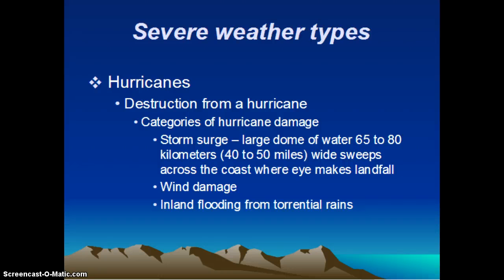When we talk about the destruction from a hurricane, more often than not, it's the storm surge that does damage. You know, it's water. As much as we think we need it tremendously to live, it actually can be very, very dangerous when we get large amounts of it. The storm surge is a large dome of water, 65 to 80 kilometers wide. It sweeps across the coast where the eye makes landfall. And this is where tremendous amounts of water literally get pushed onto shore. So the eye wall is just the location that is normally associated with the storm surge itself.